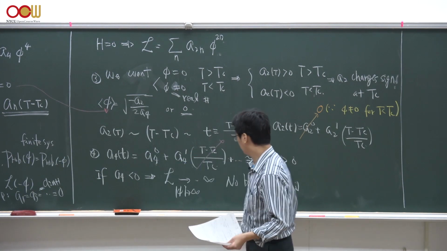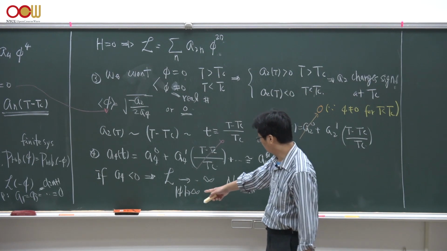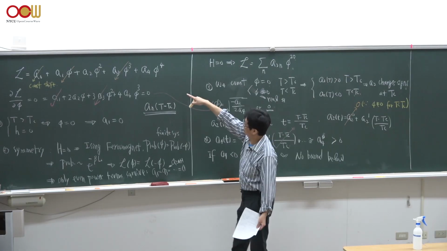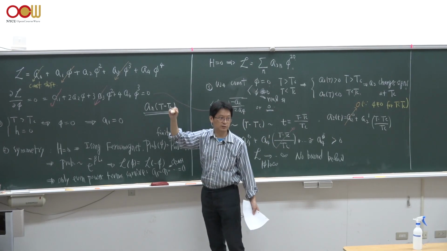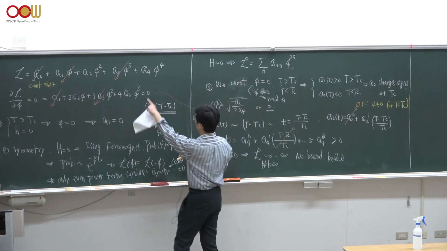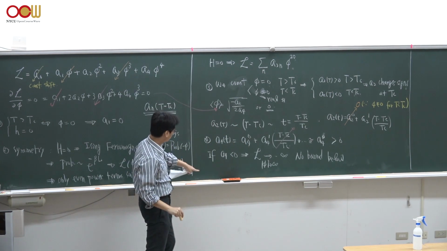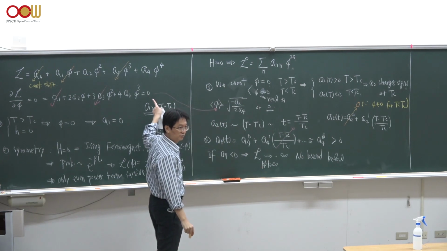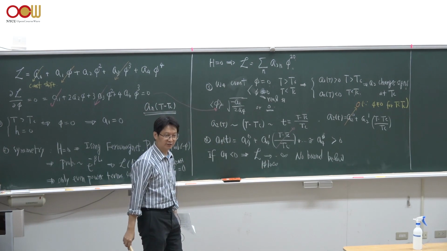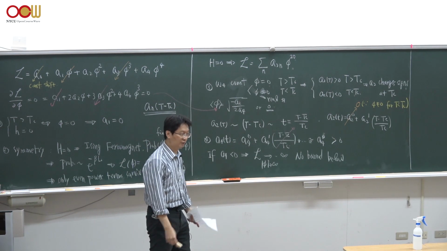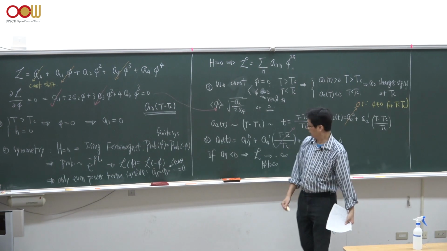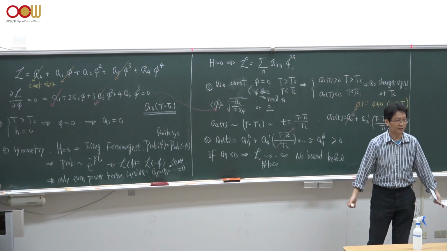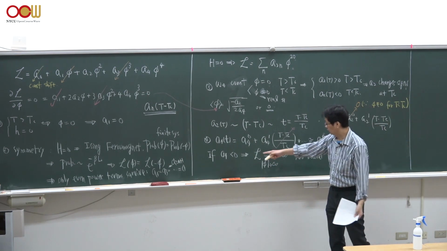Why? Because if A4 is negative, then we know that this Landau free energy density is actually unbounded below. When A4 is negative, then in the case where this order parameter approaches infinity, this Landau free energy actually diverges, which becomes unphysical because the free energy of any theory should be finite in any case. And therefore, A4 should be positive.